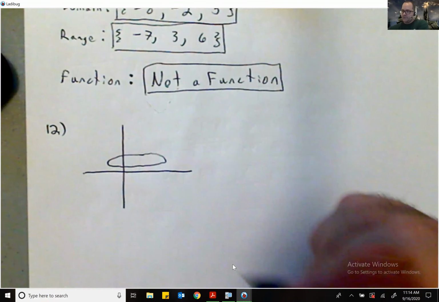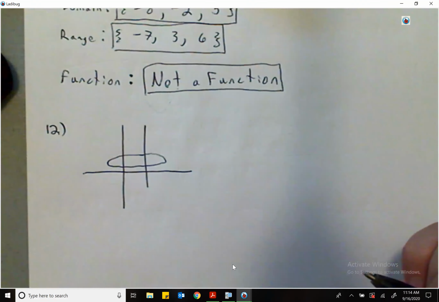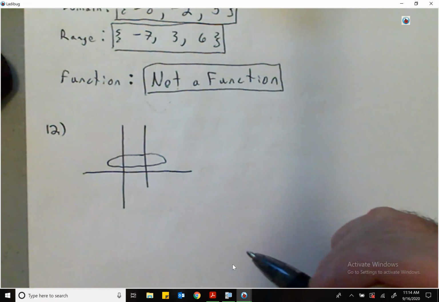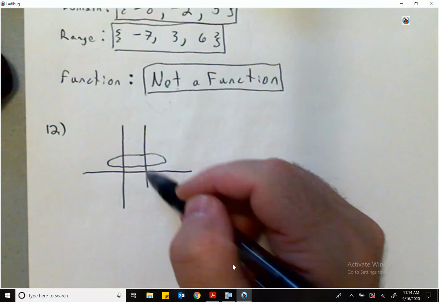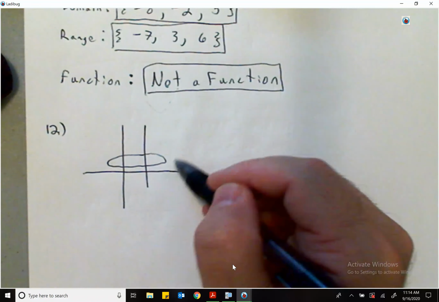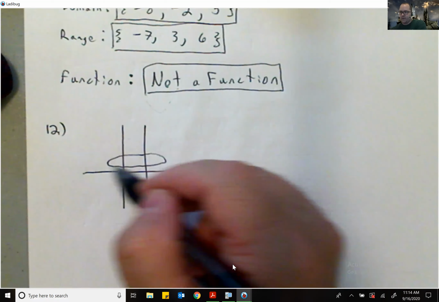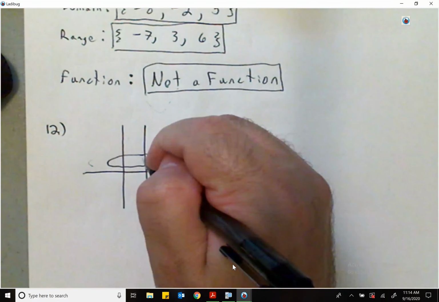So I draw a vertical line. How many times did I hit my graph? 1. How many? Rochelle, you're mumbling a little bit. I can't quite pick up the number. 1? No. How many times did I hit this oval with my vertical line? Oh, twice. Twice. 1, 2.